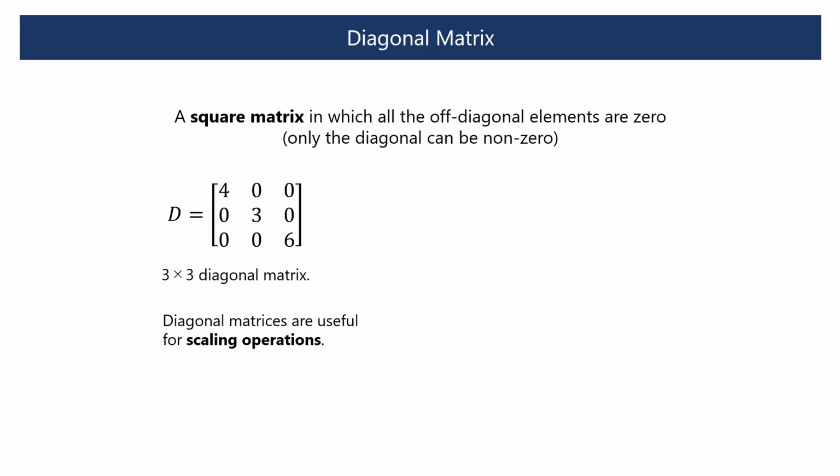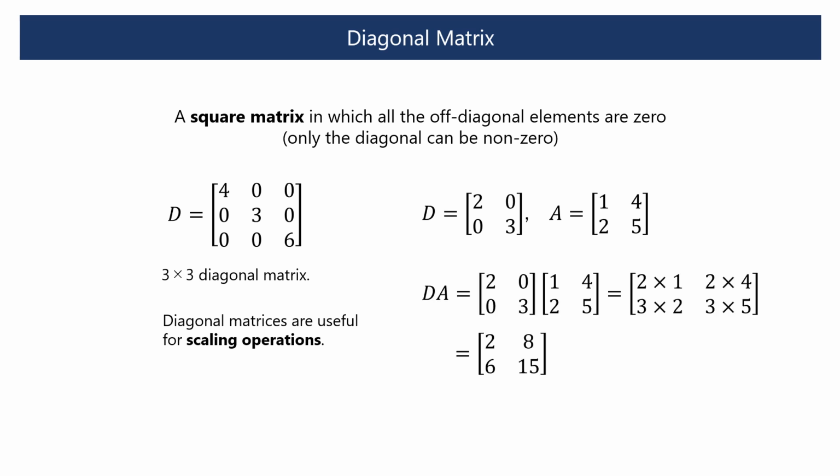A diagonal matrix is a square matrix in which all the off-diagonal elements are zero, meaning only the diagonal can be non-zero. This matrix, D, is an example of a 3 by 3 diagonal matrix. Diagonal matrices are useful for scaling operations. As an example, let's consider the following 2 by 2 diagonal matrix and another 2 by 2 matrix A. Now, if we multiply this diagonal matrix by a matrix A, each row of matrix A is scaled by the diagonal elements of matrix D. Specifically, A's first row is multiplied by 2 and the second row by 3. In this way, diagonal matrices enable simple scaling operations, simplifying complex matrix computations.